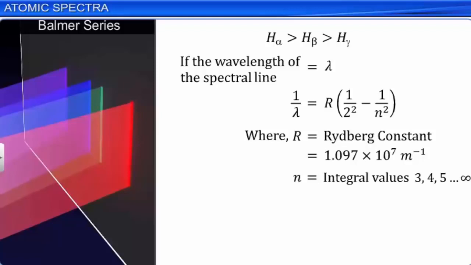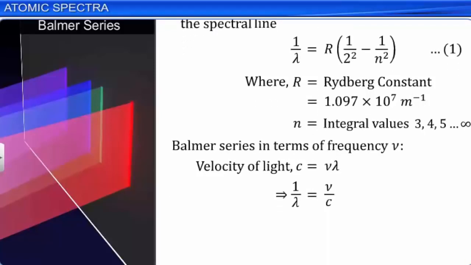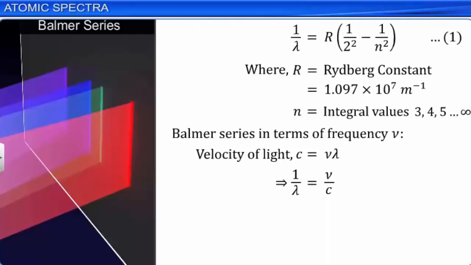Balmer series can also be written in terms of frequency, nu. We know that velocity of light c is equal to nu lambda. That implies 1 by lambda is equal to nu by c. Substituting this value of 1 by lambda in equation 1, we get nu is equal to Rc into 1 by 2 square minus 1 by n square.